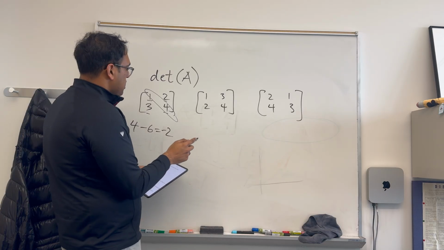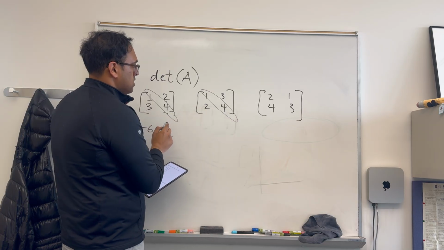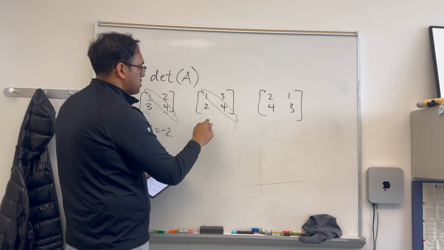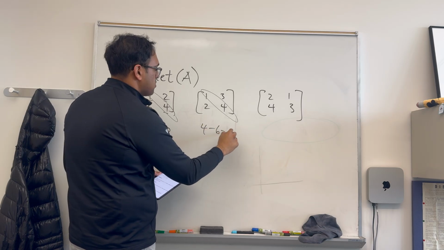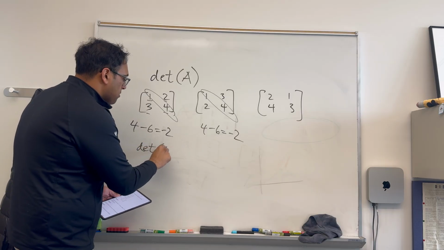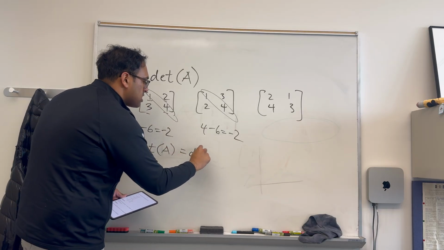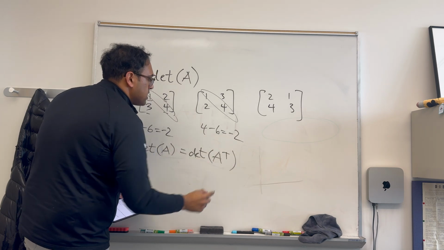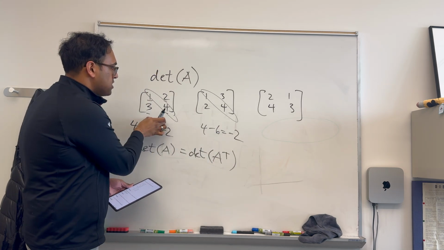What is the determinant here? 1 times 4 minus 2 times 3. It's also negative 2. What's the big idea here? It's that the determinant of a matrix is equal to the determinant of its transpose. See, this is the transpose of this matrix.